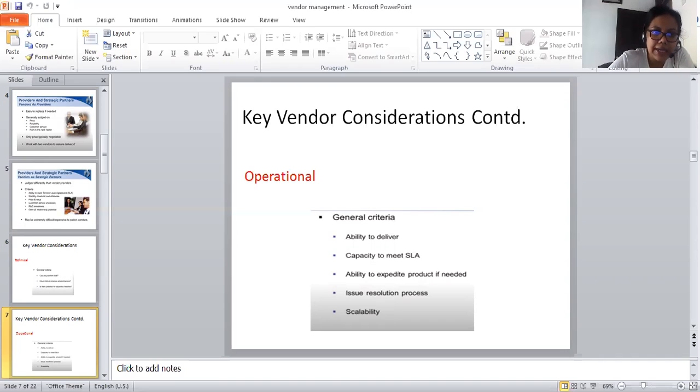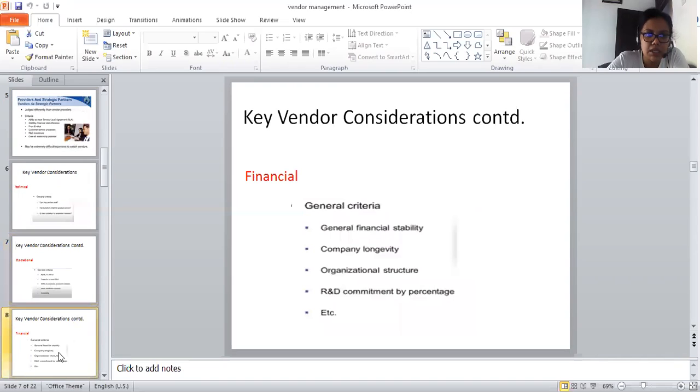Okay, and now we are going to move into the next aspect. So the next aspect is the financial aspect, which is extremely important. So in the financial aspect, read what is there in the slide. Okay, did you all read what is there in the slide?